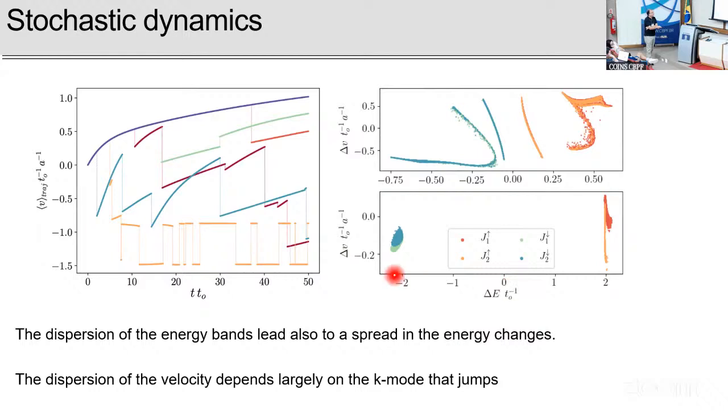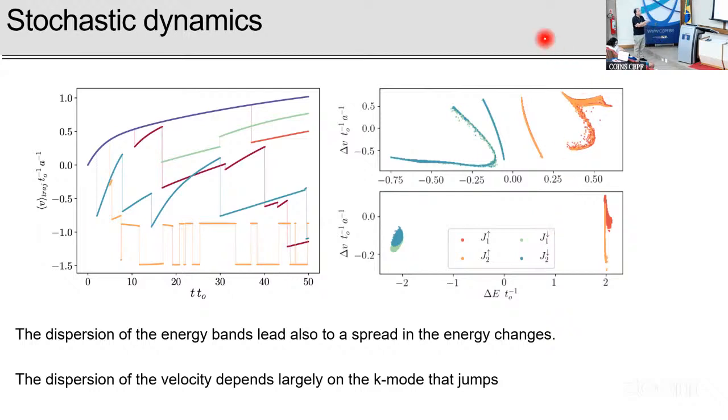So let me take first this example here. These are the 4 different processes. Let me concentrate only on this. This is a case in which you have 2 flat bands, so whatever K mode is involved, the energy jump is of the order of 2 in this unit. But then here you see that the spread in the velocity is pretty large, because this is related to the fact that different K modes will give different behavior.